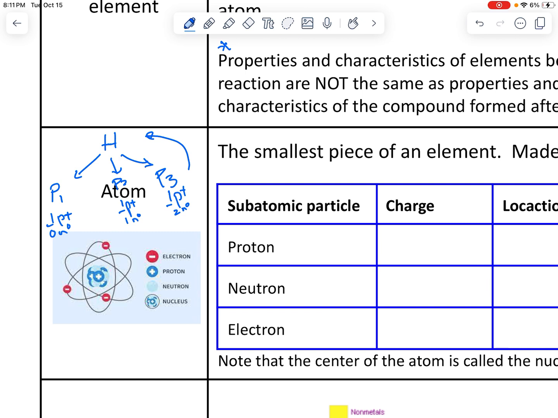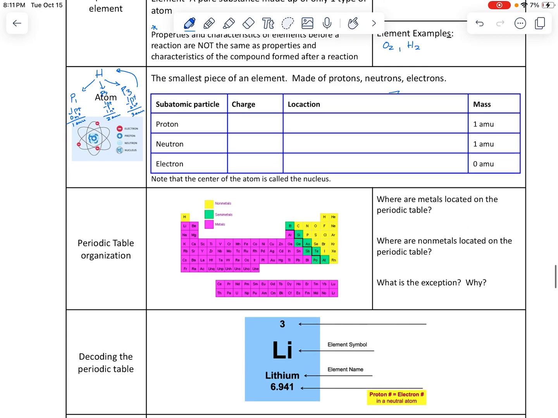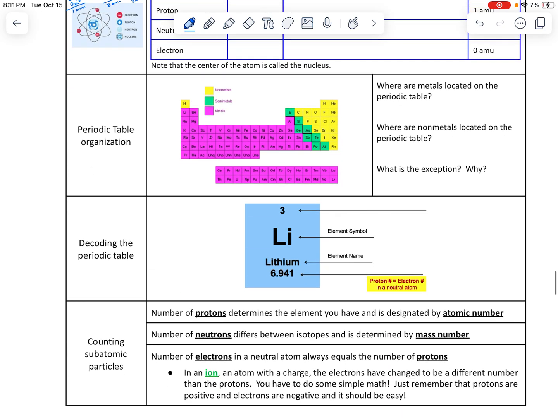To figure out the mass of these things, you would just add these two things together. So the mass of this first player would be 1, and the mass is measured in atomic mass units. The mass of this one would be 2 atomic mass units, and the mass of this one would be 3 atomic mass units. Now, each of these individual players does have a name. It's called an isotope.